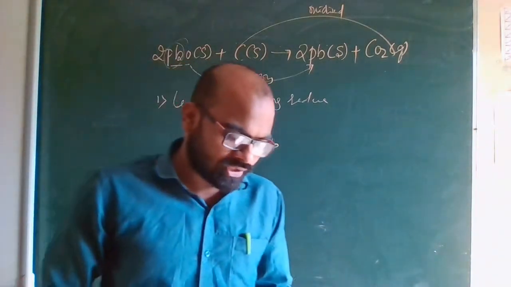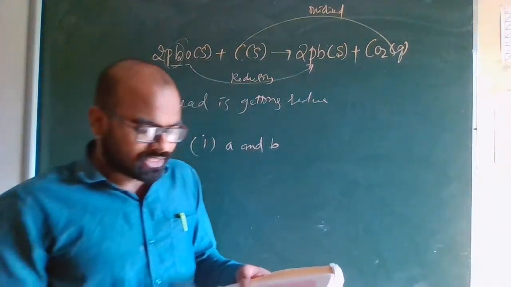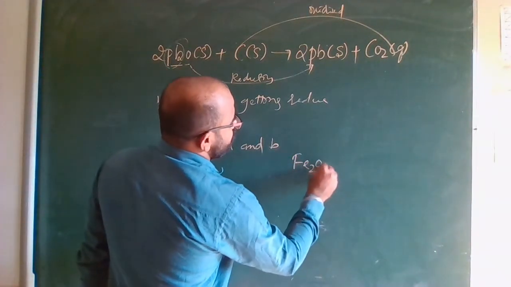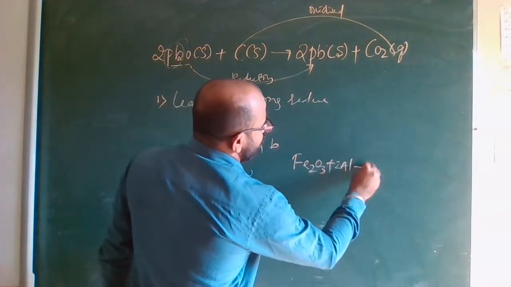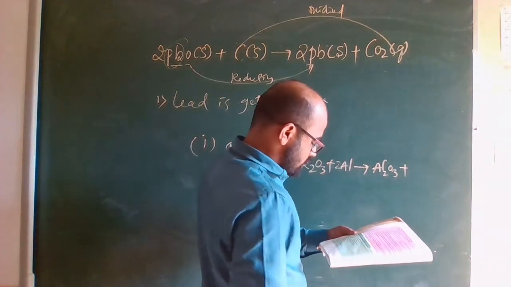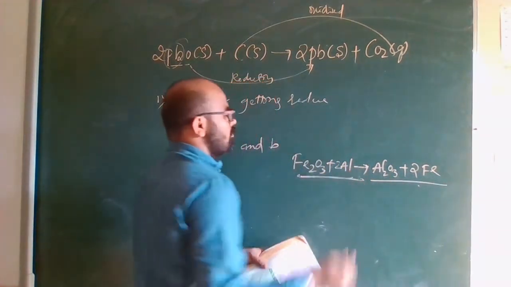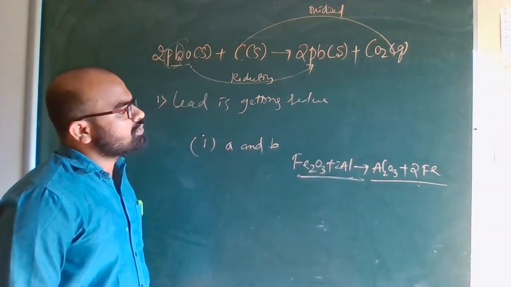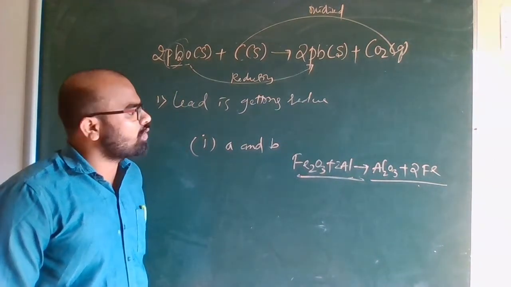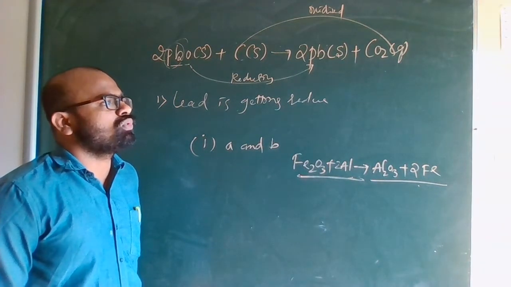So we'll go for the second question now. Fe2O3 plus 2Al gives Al2O3 plus 2Fe. Fe2O3 is ferric oxide. So Fe2O3 plus 2Al will give Al2O3 plus 2Fe.